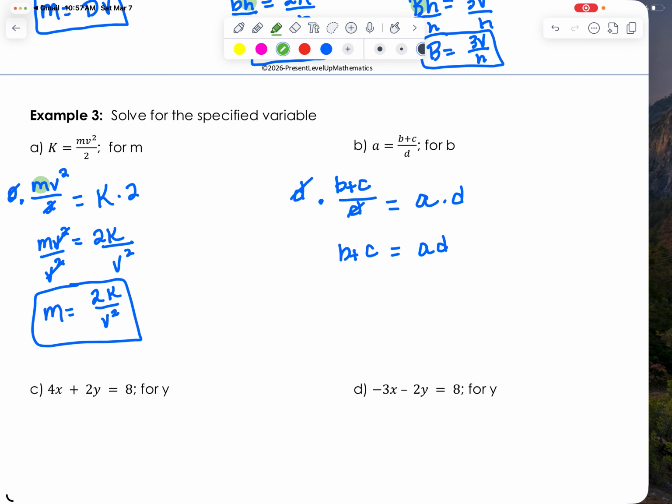And let me highlight what I'm trying to solve for. So I want to get the b by itself. So the opposite of plus c is minus c. So b equals a d minus c.